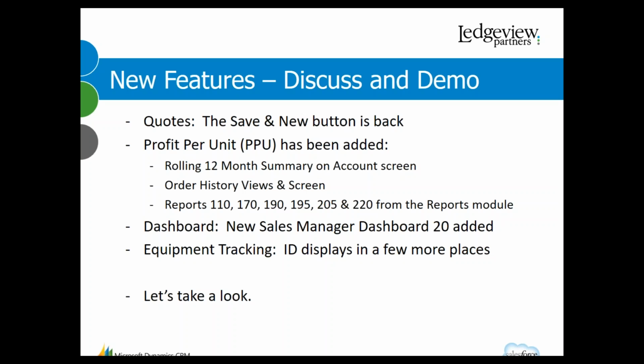Another thing that we rolled out in this feature is this concept of profit per unit. So how much profit did I make per unit? Basically it's just gross profit divided by units or volume. What we started with on this particular enhancement is we added it to that 12-month summary screen on the account screen. We've also added it right to order history, to some of the views and the forms for order history. And then to start out, we just grabbed about, looks like 6 reports here that we put it on.